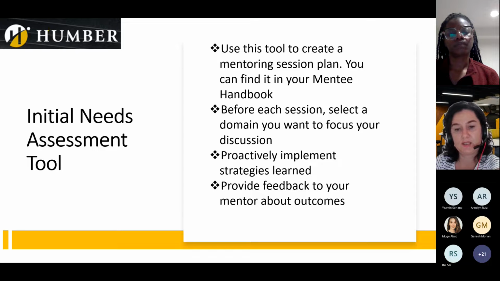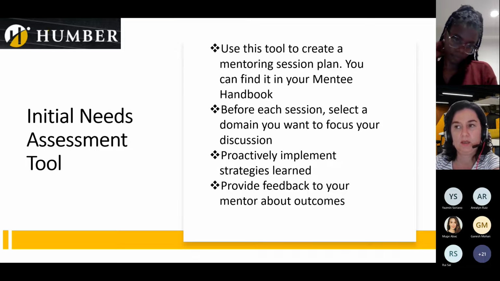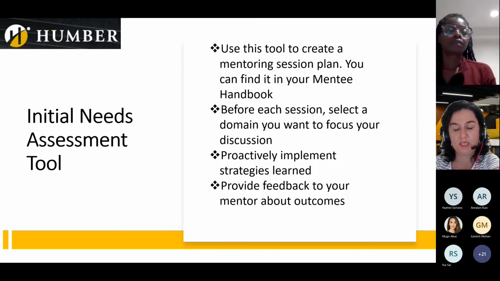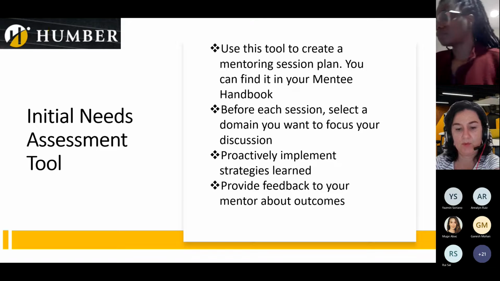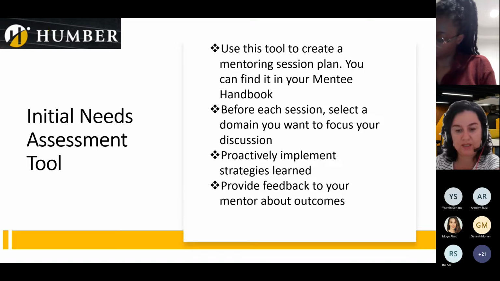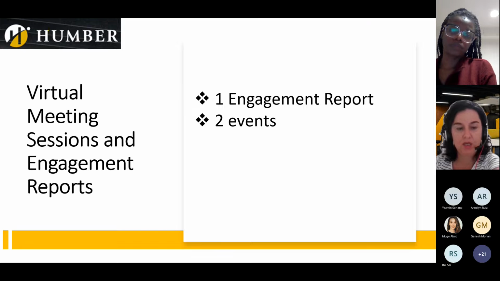Before each session, select a domain that you want to focus your discussion on. For example, the job search. Underneath the job search domain, you will see a list of topics. Or underneath networking, you will see another list of topics pertaining to networking. And proactively implement strategies that you will learn from your mentor and provide feedback to your mentor about possible outcomes. I will soon share that needs assessment in the workflow as we move to the end of the presentation.